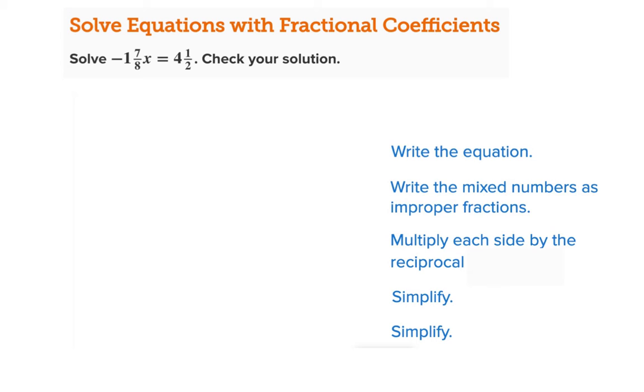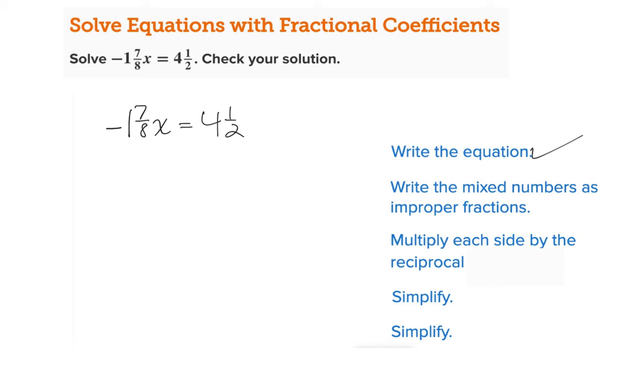Here's a quick example of how you can solve a one-step equation that has mixed numbers for coefficients. And I'm just going to walk through it. All right, so we're going to start by writing out the equation we have, which is negative 1 7/8 times x equals 4 1/2. All right, so step one, done.